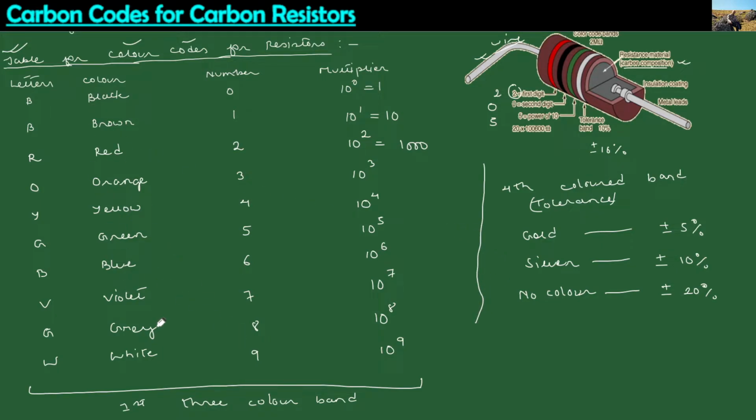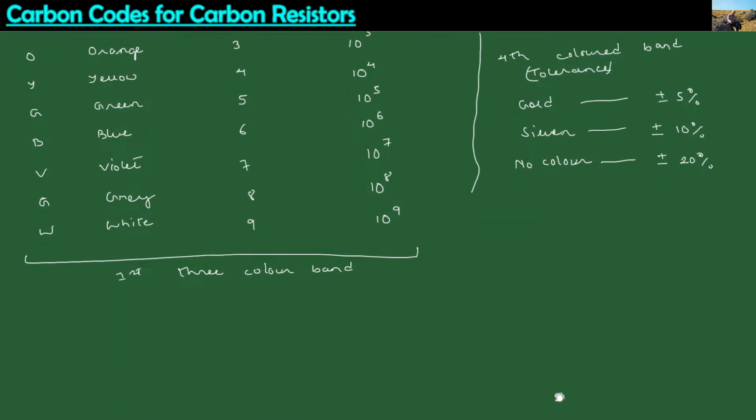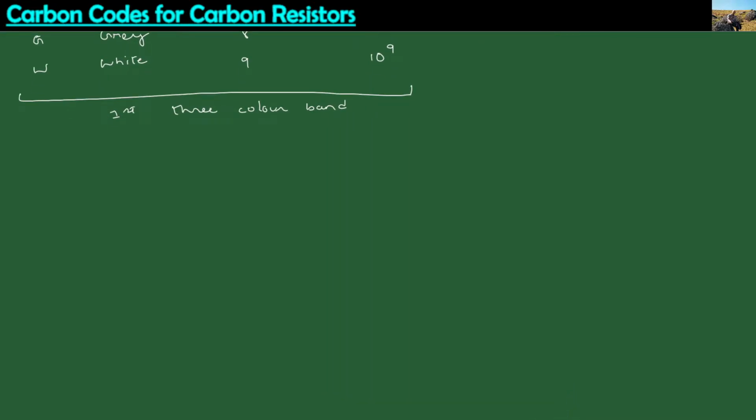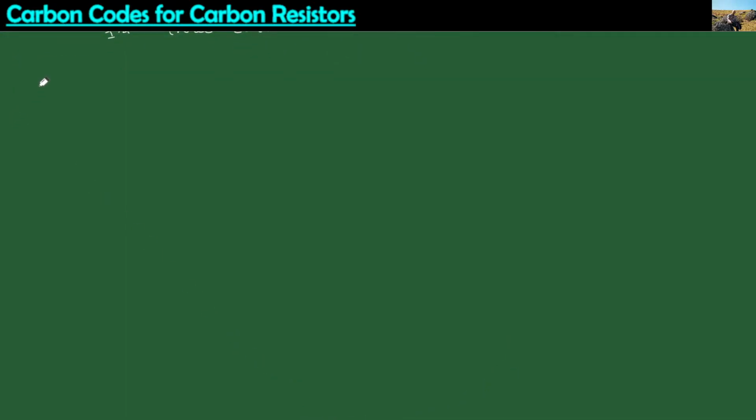The first table is with regards to the first three color bands, and the second table is with regards to the fourth color band. So we have to remember this. But in order to remember this, we will use some memory codes, or we define them as mnemonics. In order to memorize the table, we'll use some memory tips, which we call mnemonics.